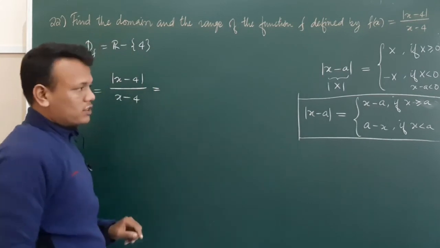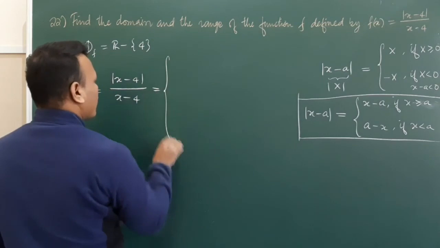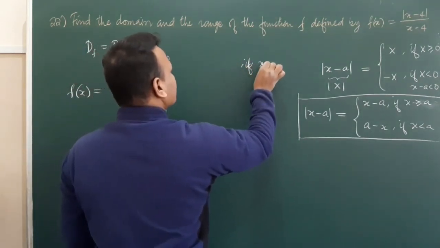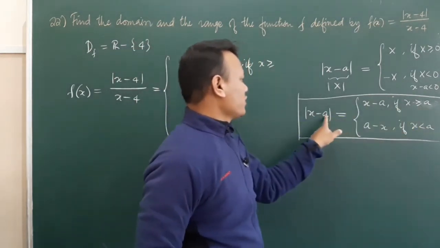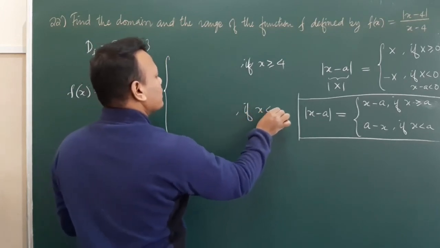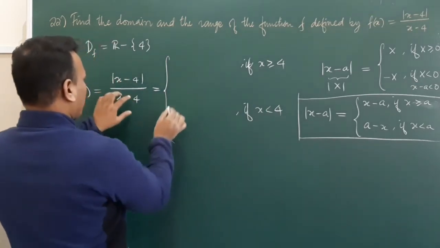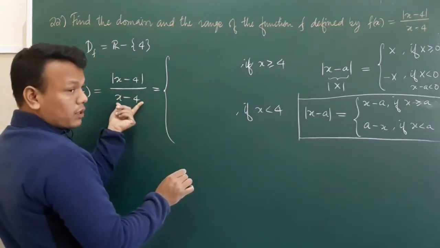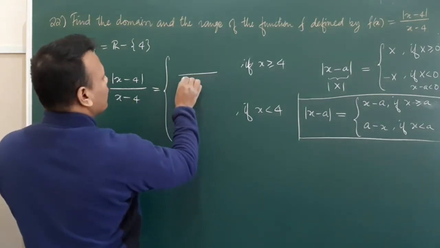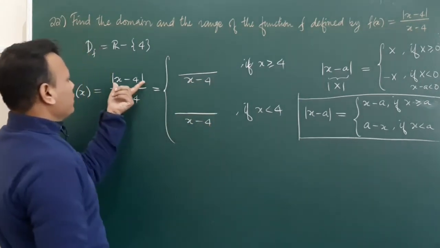So instead of this I am going to make use of this here. All right, so we have two things: if x is greater than a, and what is a here? A is 4. And the other one is if x is less than a, that is if x is less than 4. Okay, so as this does not contain the modulus sign, I can keep it as it is. So x minus 4 will remain as it is. The only change will be with this.